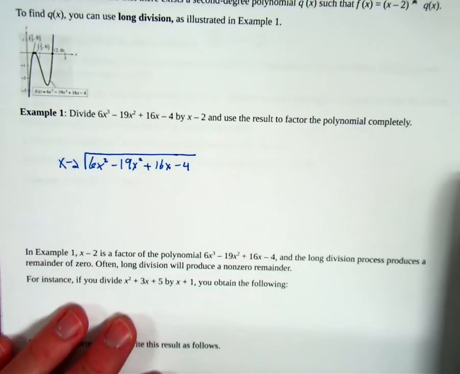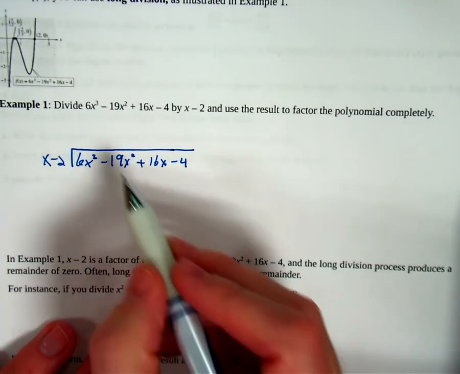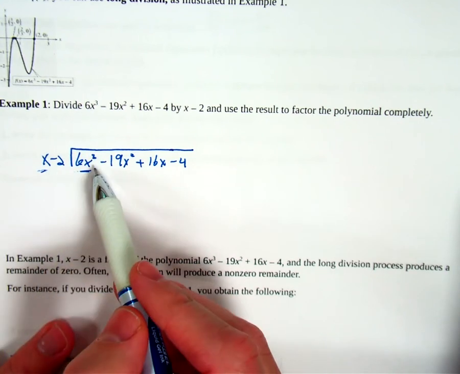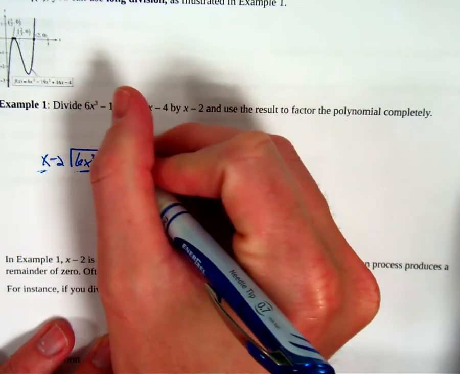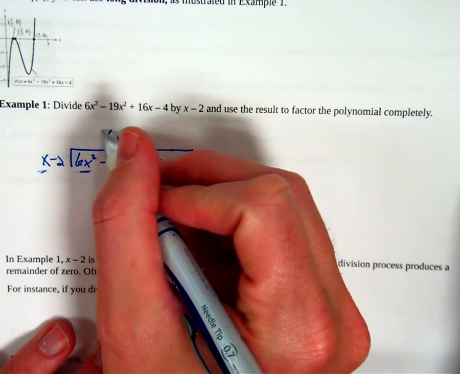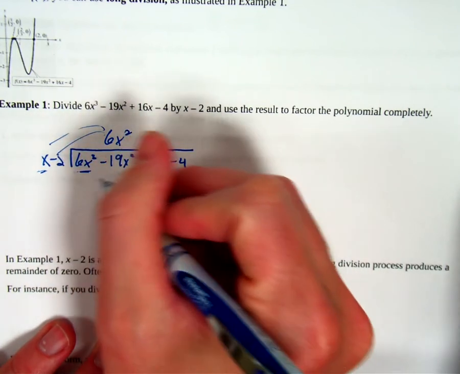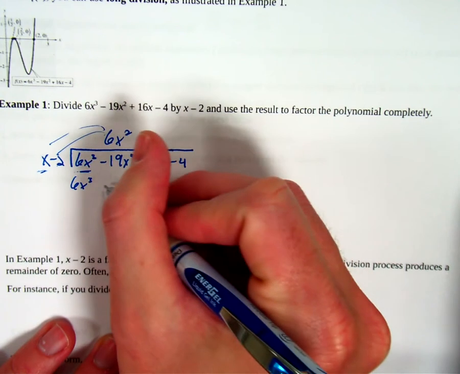All right, let's see if we can remember how to do this. We take our front divided by the front. 6x to the third divided by x is going to be 6x squared. And now I take that 6x squared and multiply it back to both pieces. So 6x squared times x should match this one, 6x to the third, minus 12x squared.